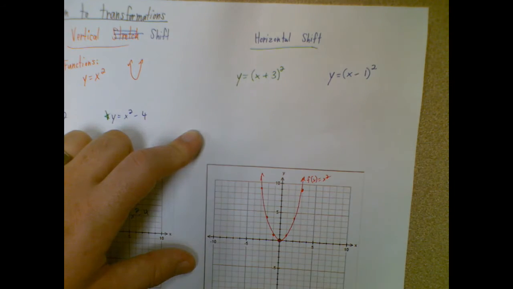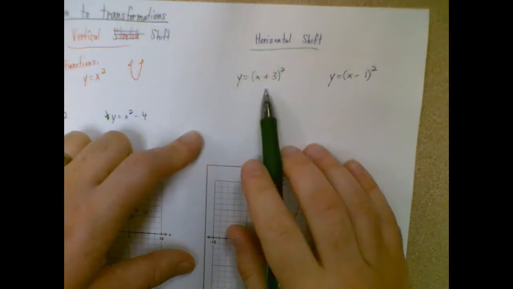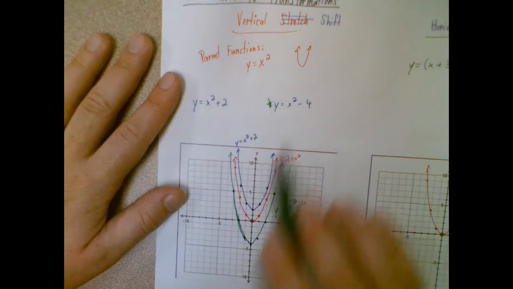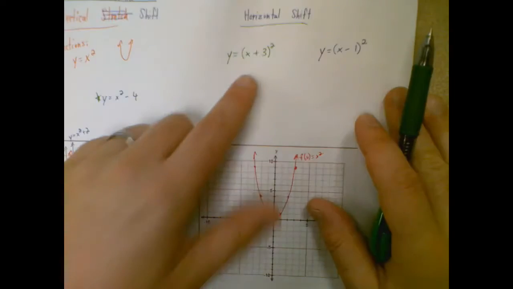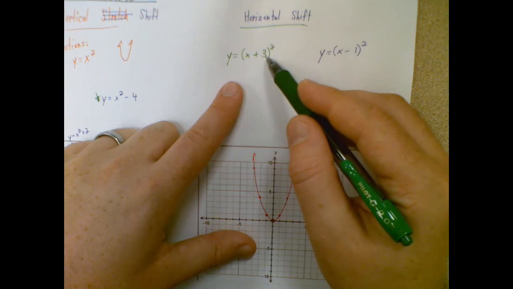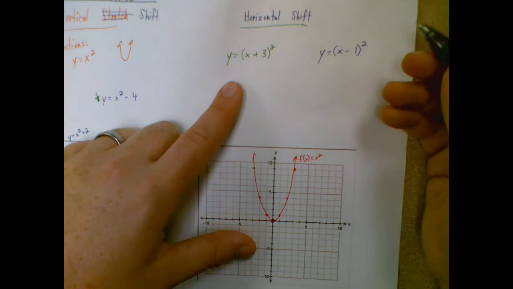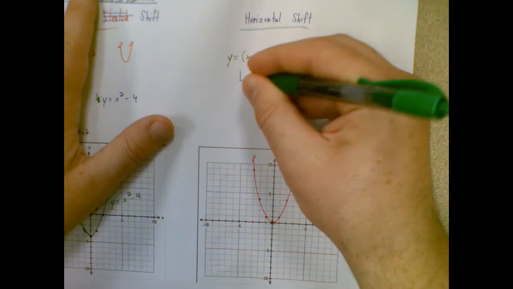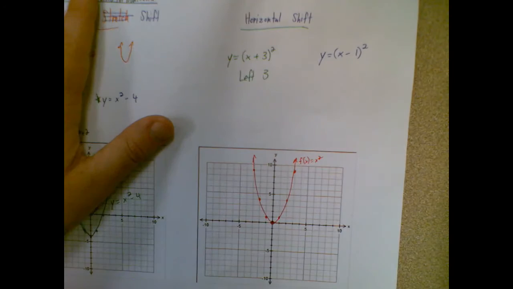Now here you have to be careful. Whereas these ones made sense, if we add, we go up, and if we subtract, we go down, these are actually backwards. So if you're adding 3, you're not going right 3, you're actually going left 3. It's a little weird, so you have to be careful to make sure that you keep those straight.